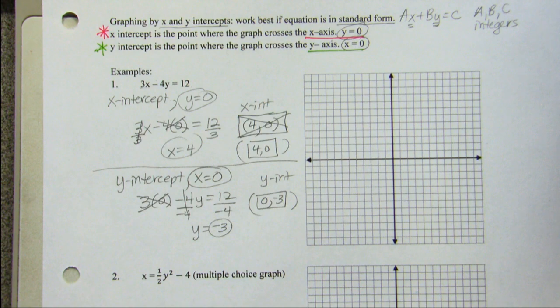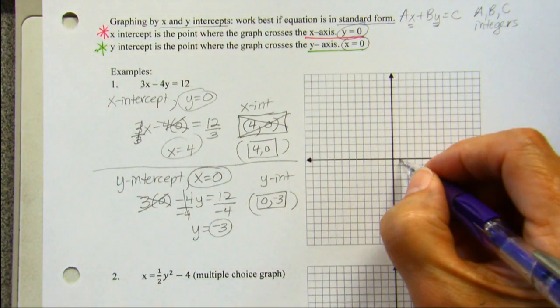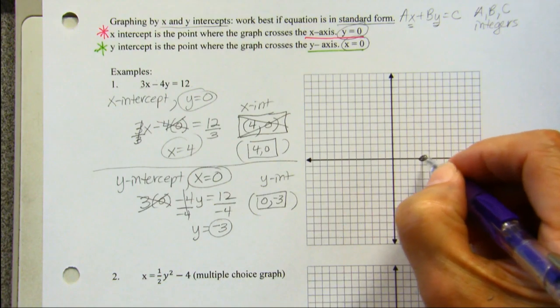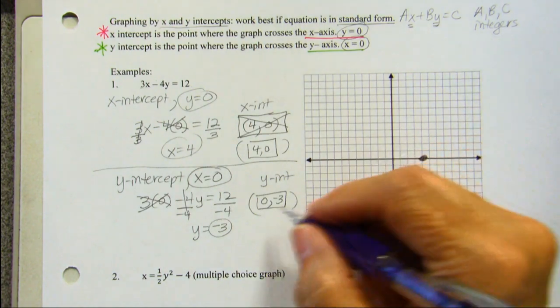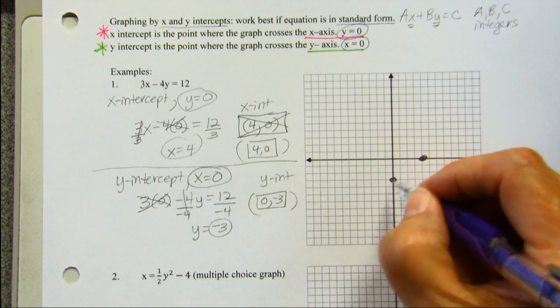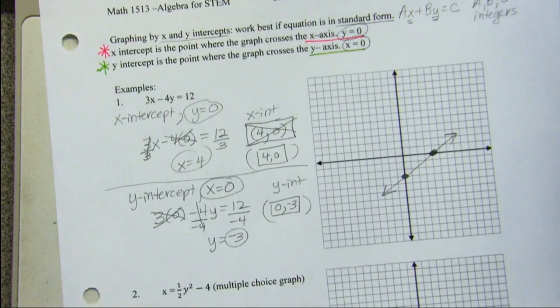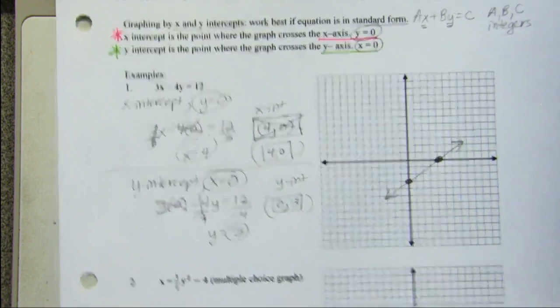Okay, now we need to graph that. So I'm going to graph the point 4, 0: 1, 2, 3, 4. Don't go up and down. And then 0, negative 3, don't go left and right, go down 3. Connect those 2 points, and there you've graphed the x and y intercept.